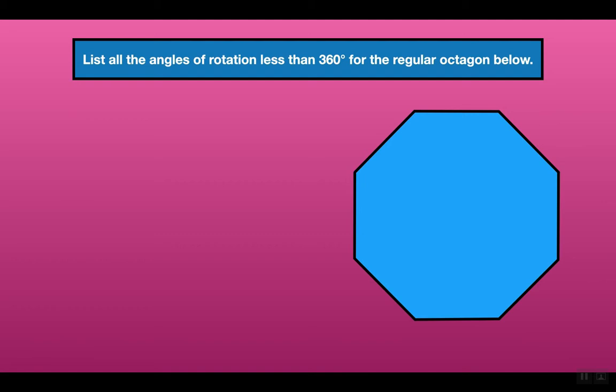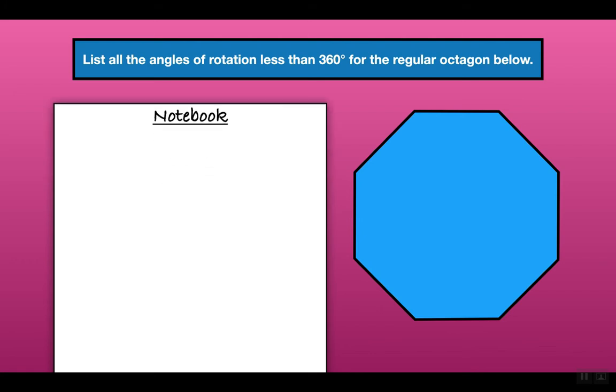Okay, next question. List all the angles of rotation less than 360 degrees for the regular octagon below. Regular means that all the sides are the same length and all the angles are the same measure. All right, so we have an octagon. An octagon means that it has 8 sides. And the way that you do this is very simple.